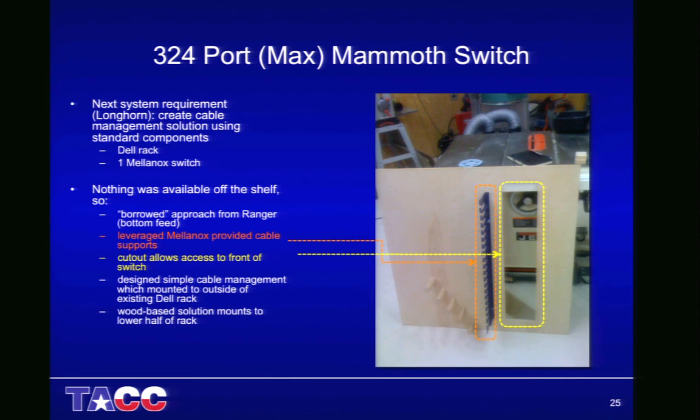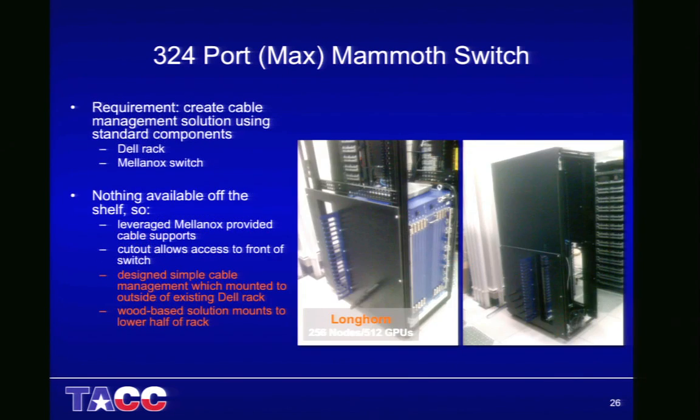So the next machine we built, a small little guy called Longhorn, which is only a single 324-port switch, we kind of cheated, and we tried to borrow from the Ranger approach, and we just built something at home. This is a very simple design. It's wood. We use Mellanox cable tray here, mounted on the side, cut a hole in it so the cables can go through it. Once it gets mounted onto the rack, all we do is take the sides off and put this thing on so that we can run our cables nicely.